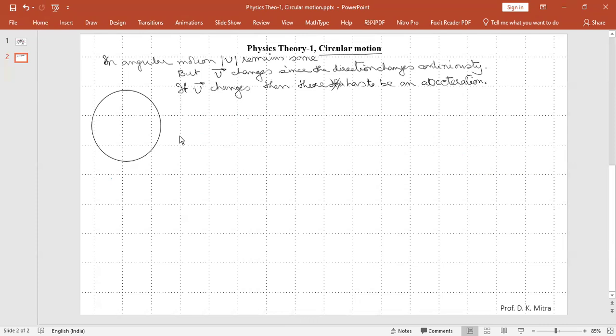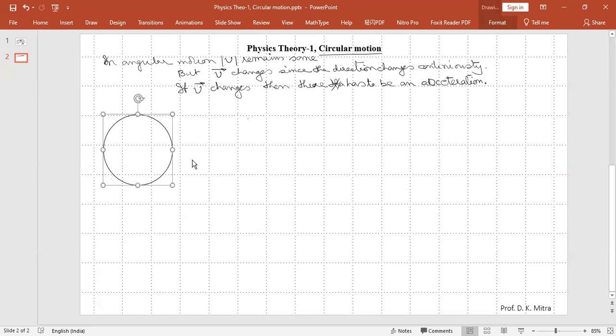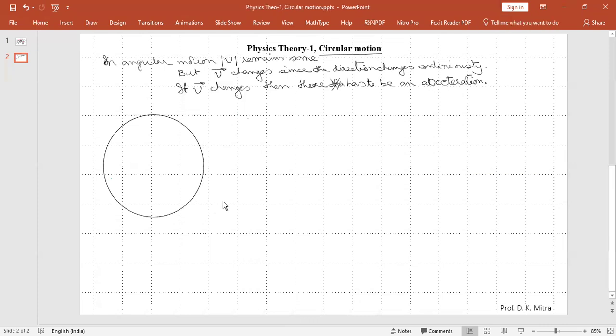Now we want to find out what is this amount of acceleration, where it comes from, and all these things. And also, if there is an acceleration, there is a force. So where from this force comes? So let us investigate this a little bit. For that, I first make this circle a little bigger. A little bigger circle will be helpful.